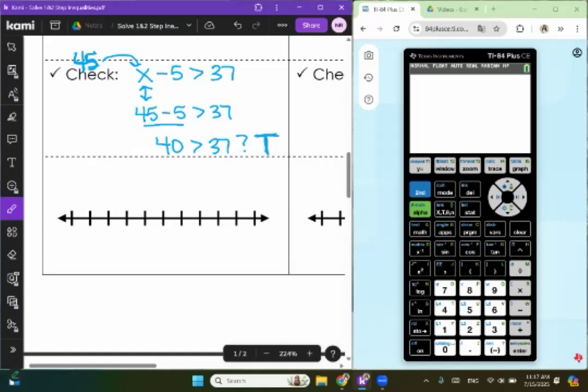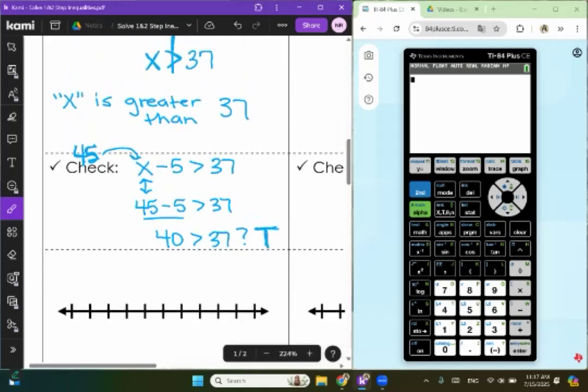So how do we graph this? How do we graph x is greater than 37 on our number line? Well, we would put 37 on the number line. Honestly, I don't care if you fill in the front or the back of it, but we put an open circle. Remember, if the inequality symbol is not underlined, then you leave it open and you treat it as an arrow. So we shade it this way to the right.